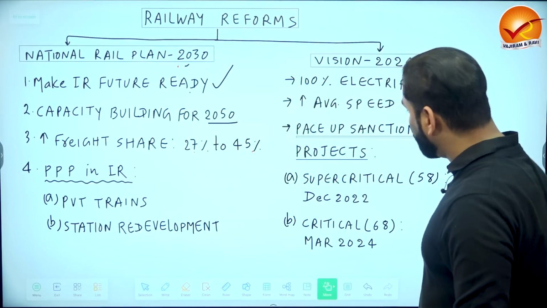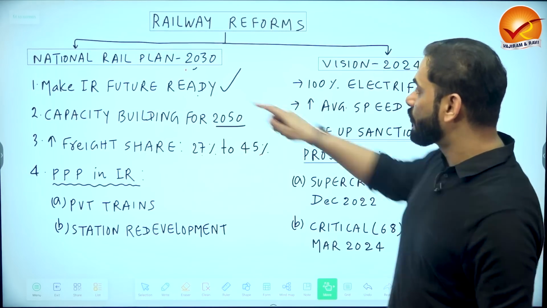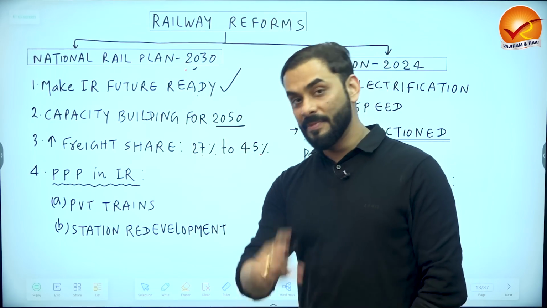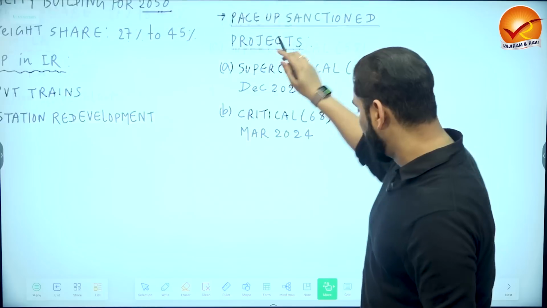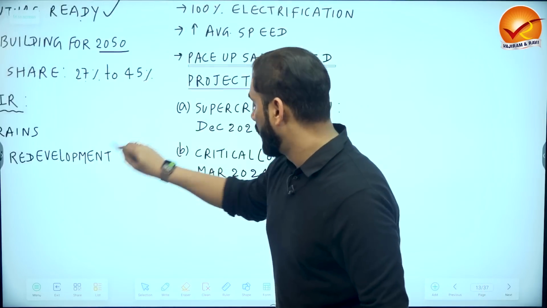Now similarly, so this is called National Rail Plan 2030. Now let me tell you the connection. So guys, suppose this is your National Rail Plan 2030.